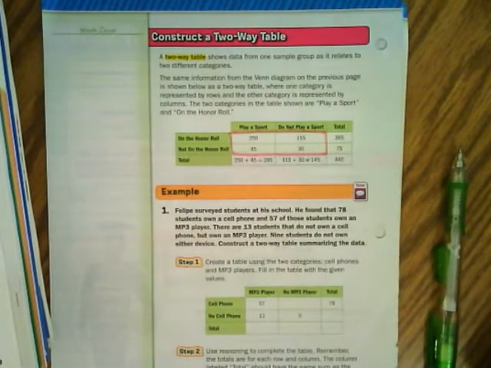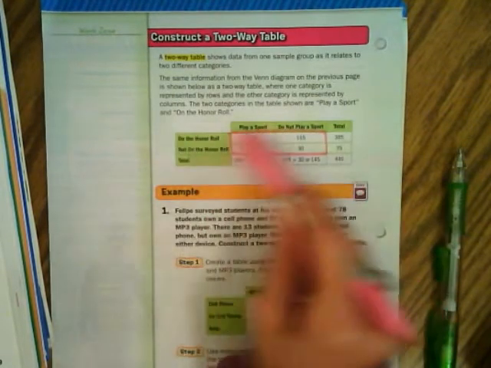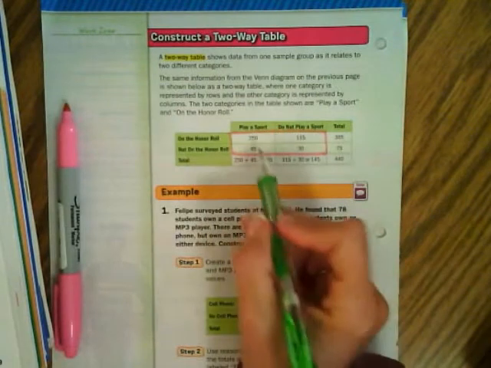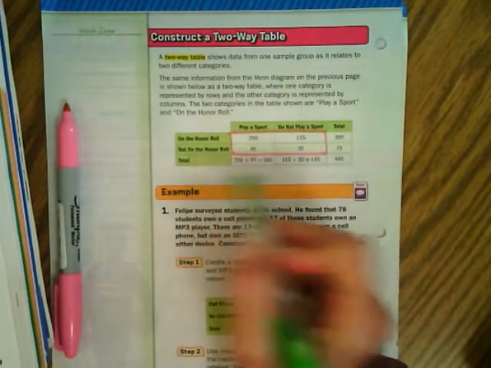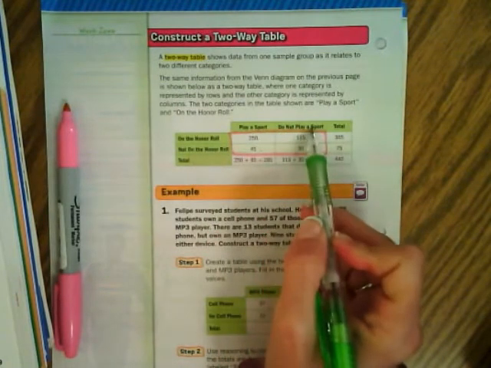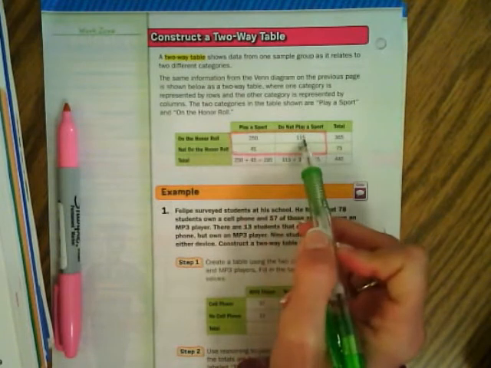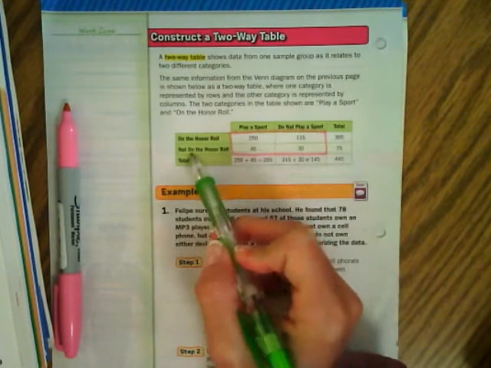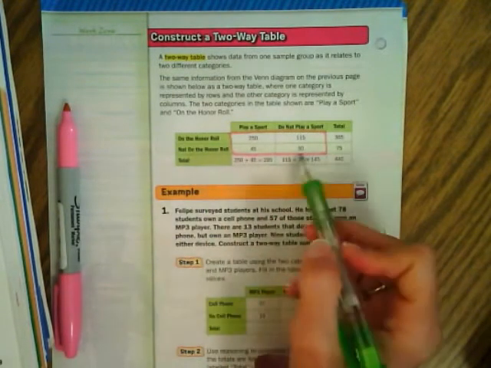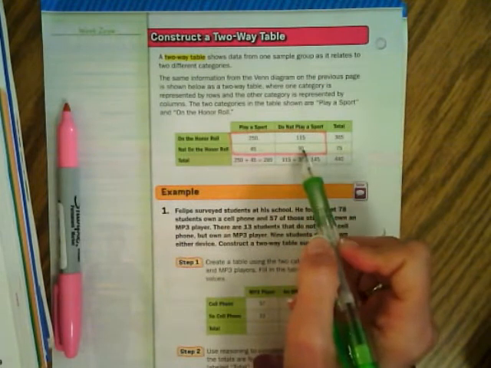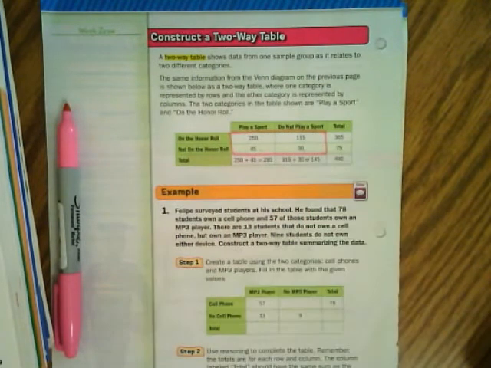This data right there represents something called a joint frequency. Joint: playing a sport and on the honor roll. That's what that cell represents. Playing a sport, not on the honor roll. Does not play a sport, but is on the honor roll. Does not play a sport, not on the honor roll. And if you notice, this was our number that was outside our Venn diagram.